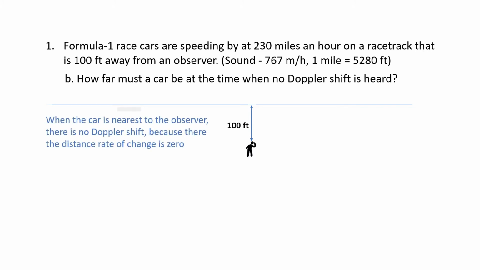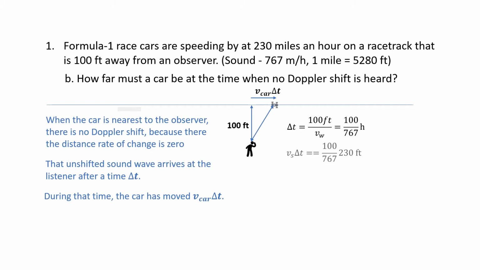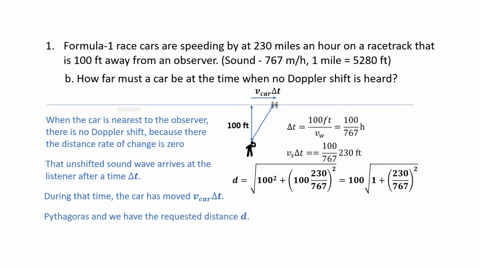When the car is nearest to the observer, there's no Doppler shift, because there the distance rate of change is 0. That unshifted sound wave arrives at the listener at a time delta t, which equals the 100 feet divided by the speed of sound. During that time, the car has moved v sub car by delta t. Now we do Pythagoras and we have the requested distance d, which comes out as 104 feet plus minus 1%.